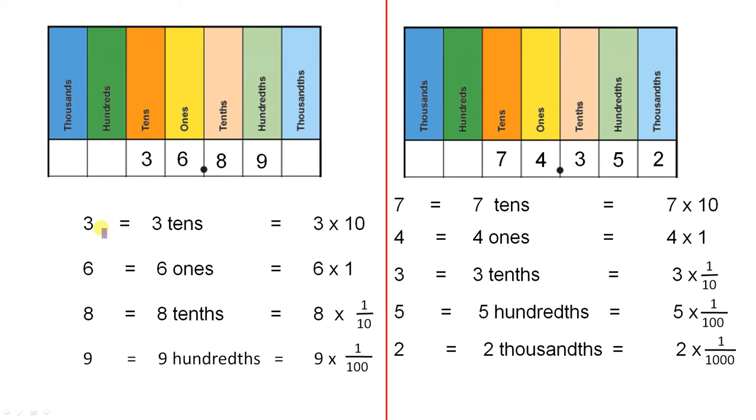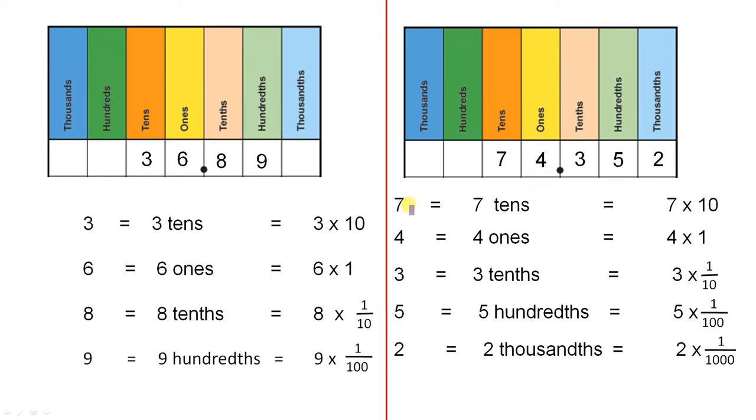36.89. The 3 is in the tens column, so it has a value of 3 tens, which is 3 times 10. The 6 is in the ones column, so it has a value of 6 ones, which is 6 times 1. The 8 is in the tenths column, this is where we get to the fractions, and it has a value of 8 times 1/10. And the 9 is in the hundredths column, which is 9 hundredths, so it has a value of 9 times 1/100.